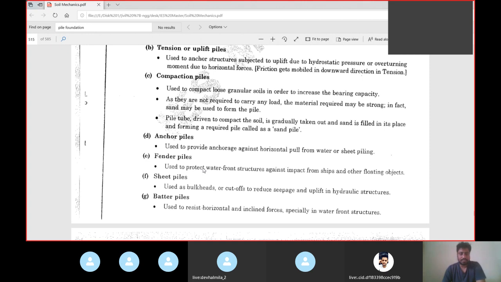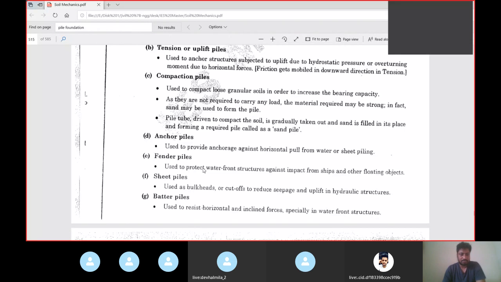Now, the anchor piles. Anchor piles are basically used to provide anchorage against horizontal pull from water or sheet piling, right? So most of the time it happens that there is pull from water, or when we are putting sheets inside the soil mass, known as sheet piling. So in order to anchor the structure against such horizontal pull, what we are doing is putting some anchorage.